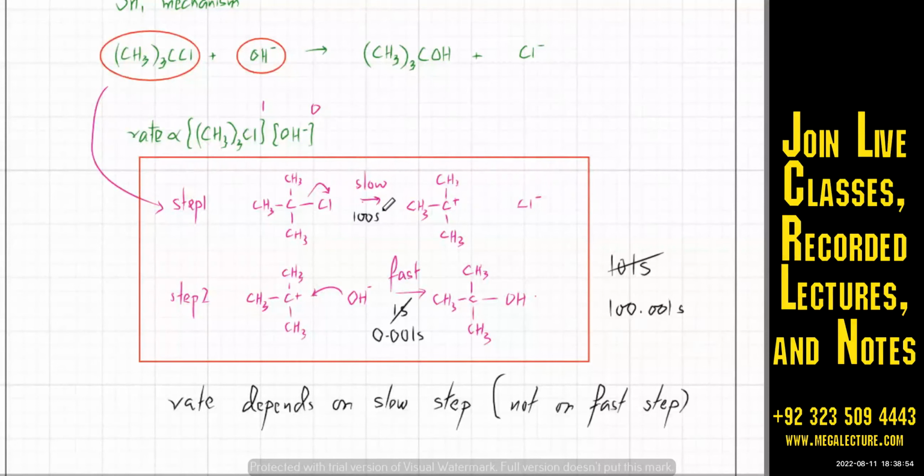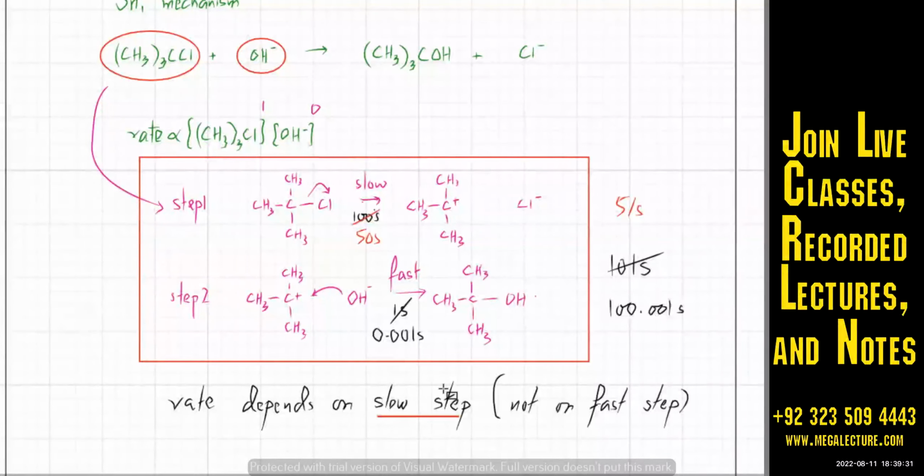So if I speed it up, let's say I double its speed. Now it's clear that if you increase the speed 1,000 times, or 10,000 times, there's hardly any difference in the overall speed of the reaction. If I just double the speed of this reaction from 100 seconds, it goes to 50 seconds. Now, all of a sudden, your reaction was taking 101 seconds, and now it's taking 51 seconds. So there's a noticeable change in the overall speed of the reaction. So everything depends on the slow step. Nothing depends on the fast step.